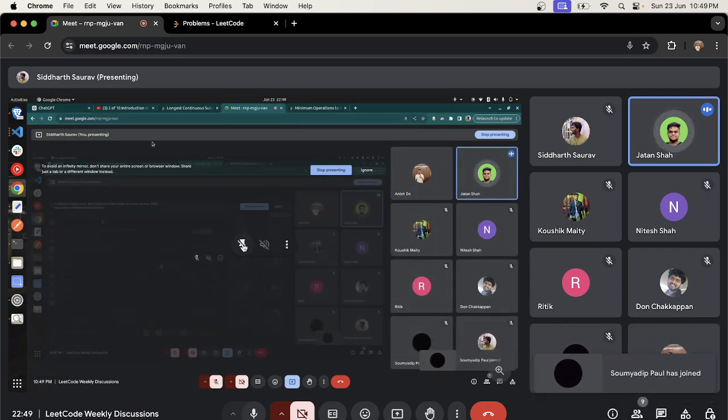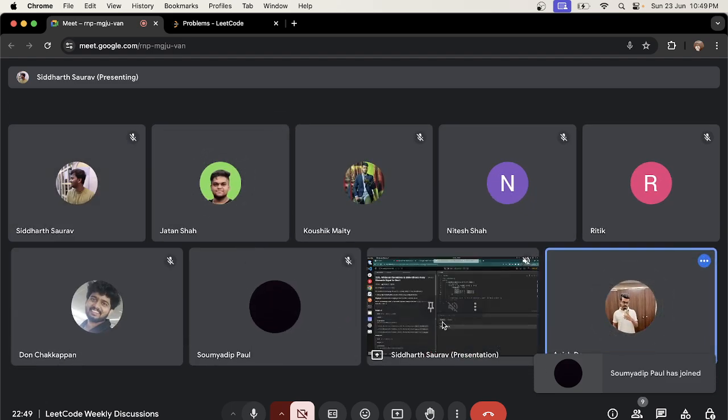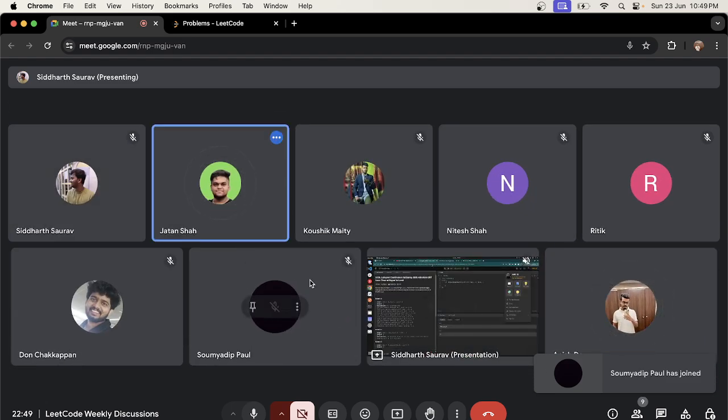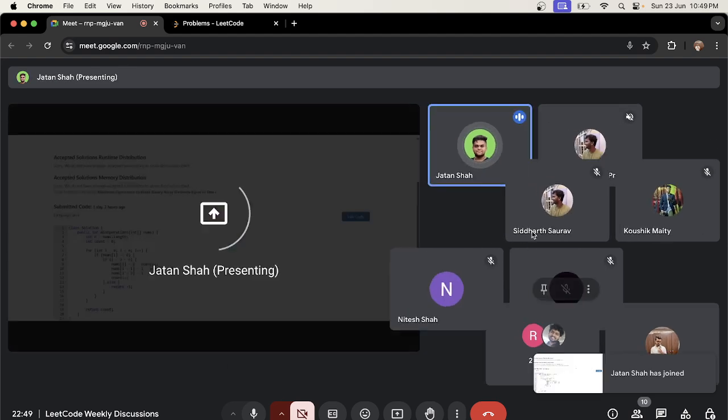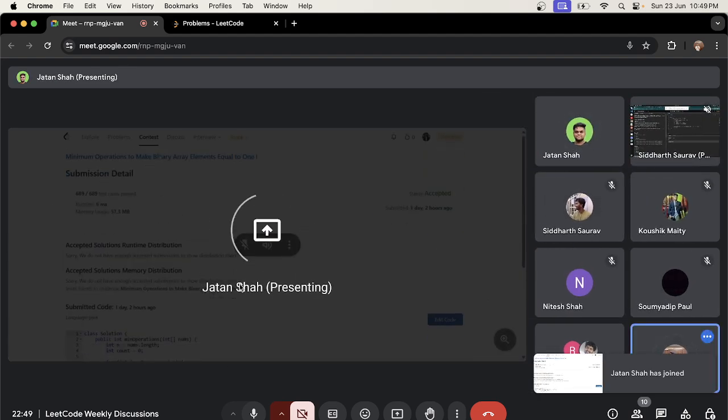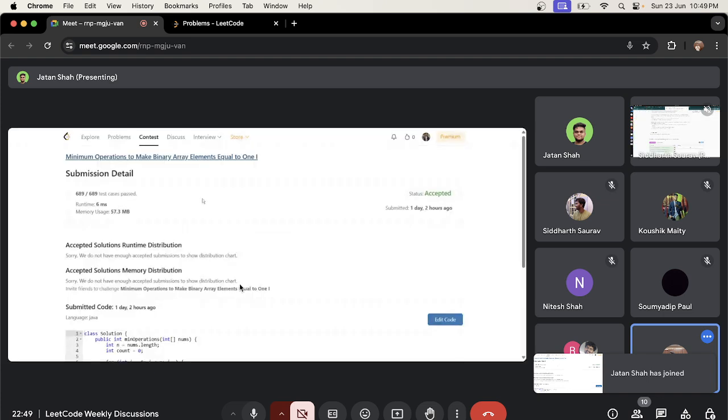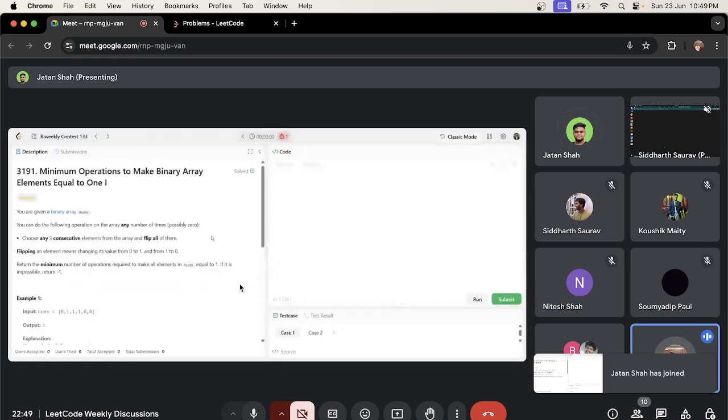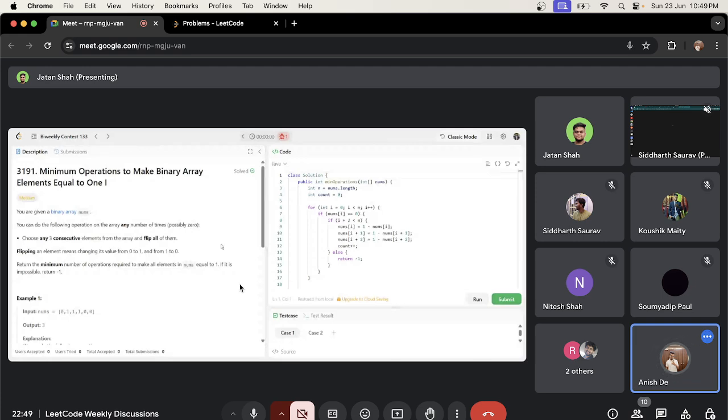I'm sharing my screen. Is it visible? Sure. Is it visible now? Yes, it's visible. So the problem statement he has already told. You can start with the approach.